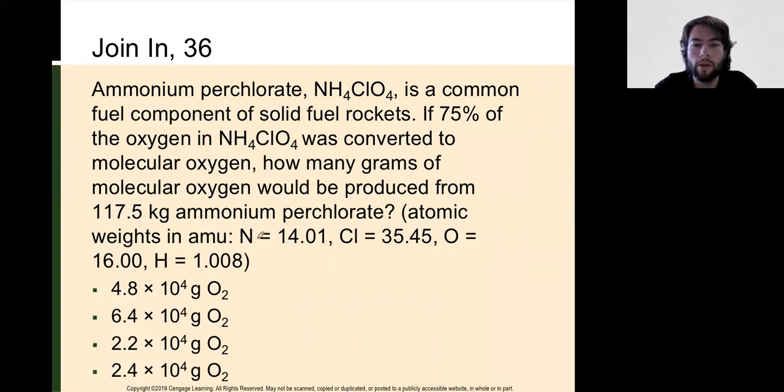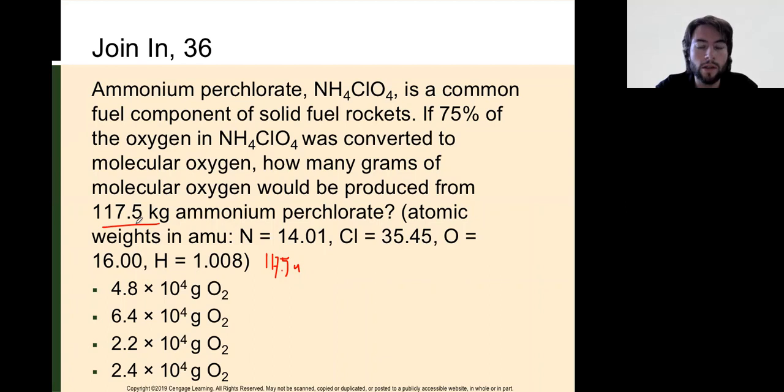So the first thing to do here is to calculate the molecular mass of ammonium perchlorate. So we'll add 1 nitrogen to 4 hydrogens to 1 chlorine and 4 oxygens. And that conveniently gives us a value of 117.5 Dalton, which is the same conveniently as the mass. So the mass here is in kilograms. Remember that this would be 1 mole in grams. So if we have 117.5 grams of ammonium perchlorate, we would have 1 mole. Here we have 1,000 times that. So we have 1,000 moles of ammonium perchlorate.